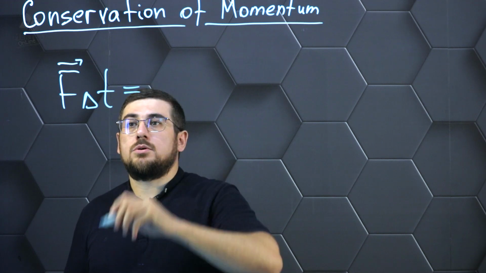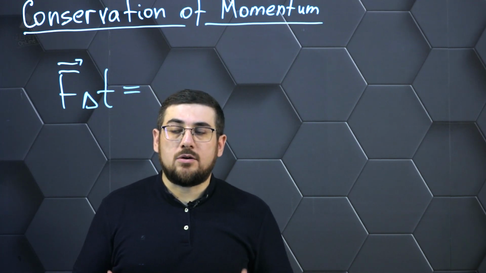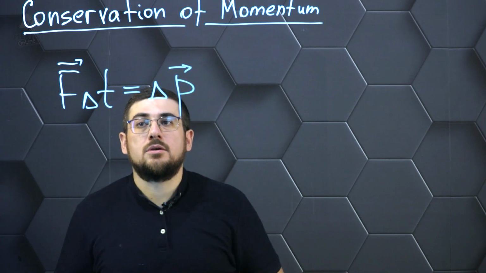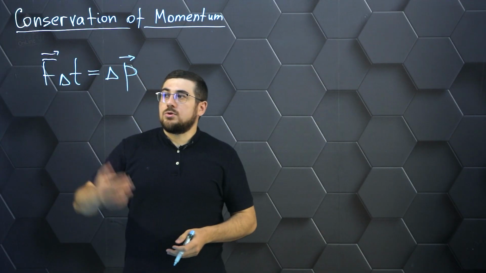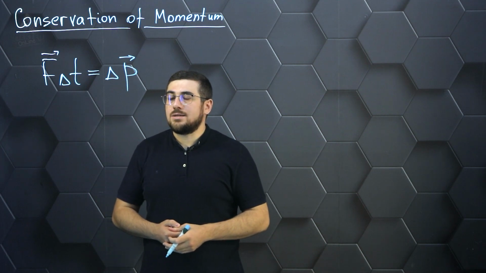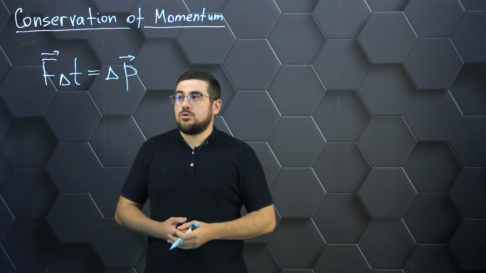So let me remind you that impulse is the product of the force times the time of action of this force. And due to the action of this force, the momentum of this body changes. So the question arises, what kind of force are we talking about if we are talking about some system of bodies that interact with each other?